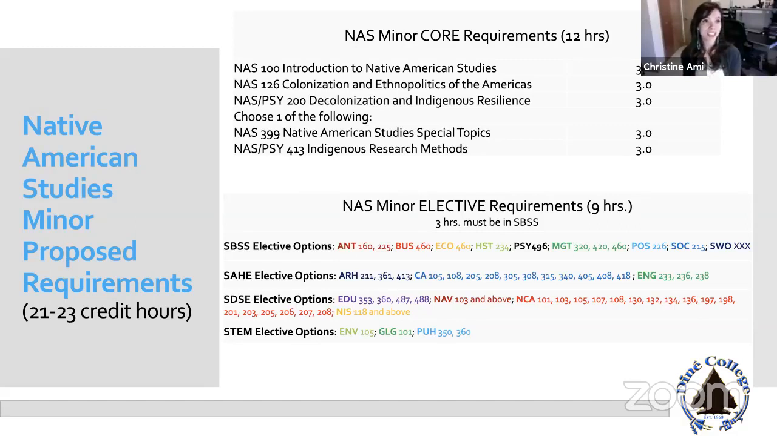But how do we dialogue even more when we start taking a look at STEM and Native sciences, the role of ethics and research? This would be something that would be extremely applicable to those arenas as well.